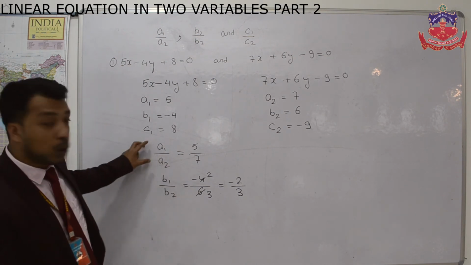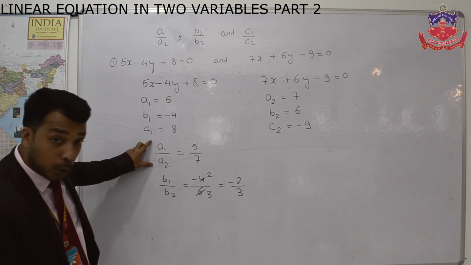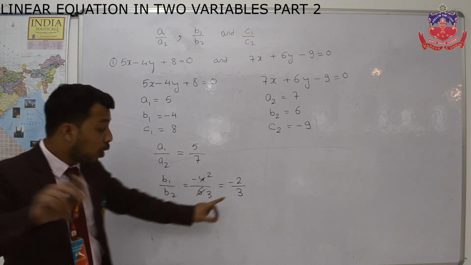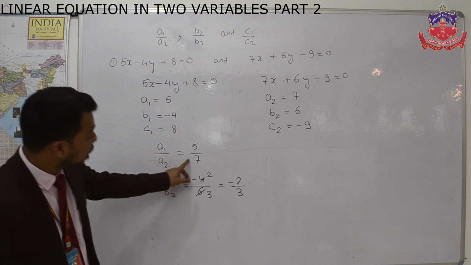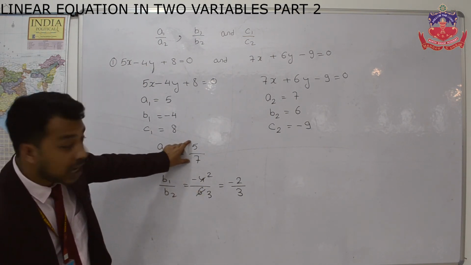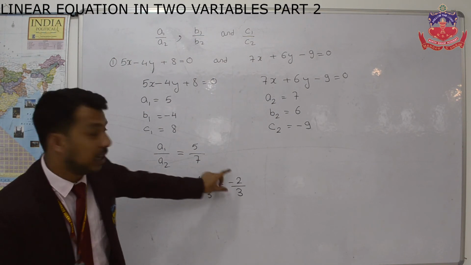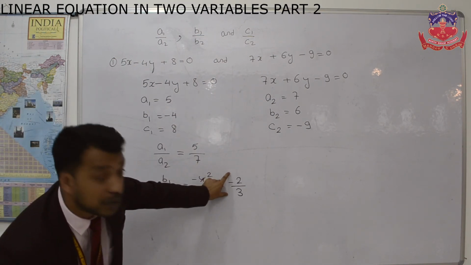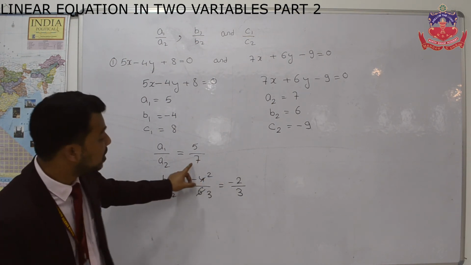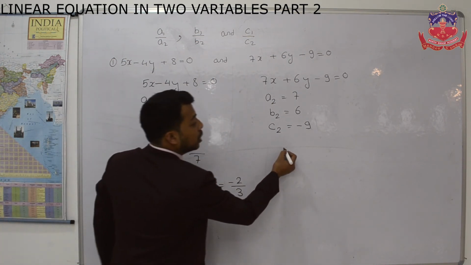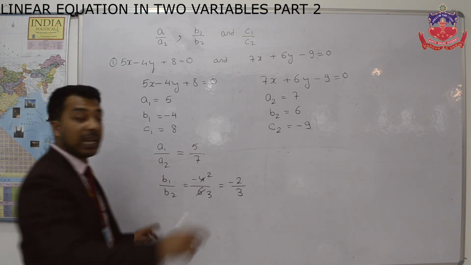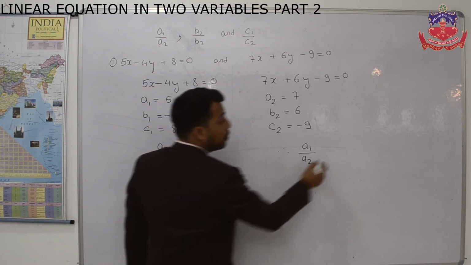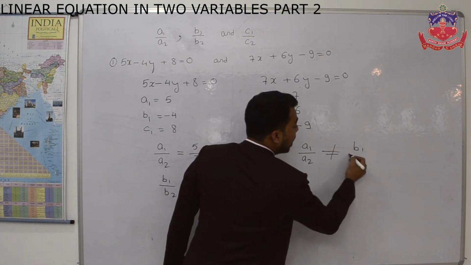Now compare the ratio of a1 by a2 and b1 by b2. If the ratio is the same, then only we go for the third ratio. If the ratio is different, like in this example, the A ratio and B ratio are not the same. The A ratio is 5 by 7 and the B ratio is minus 2 by 3, which means they are not the same. So you do not find the third ratio, but directly you can say A1 by A2 is not equal to B1 by B2.